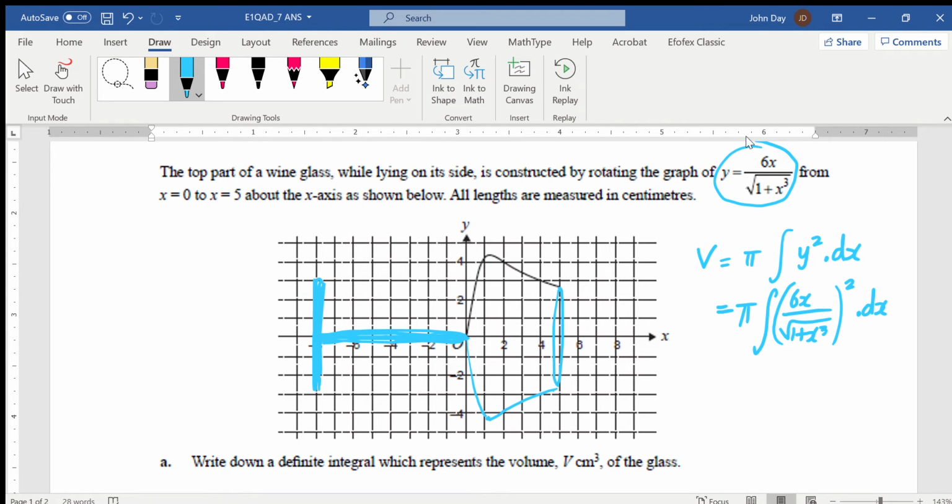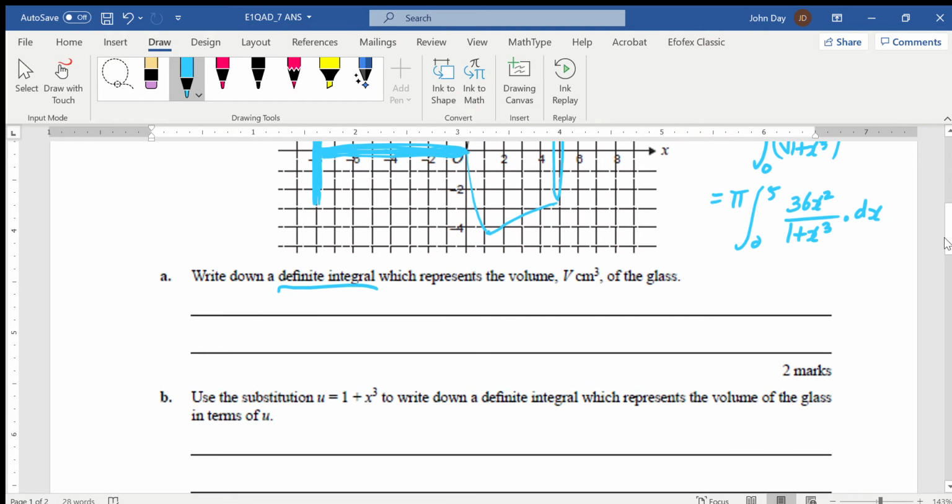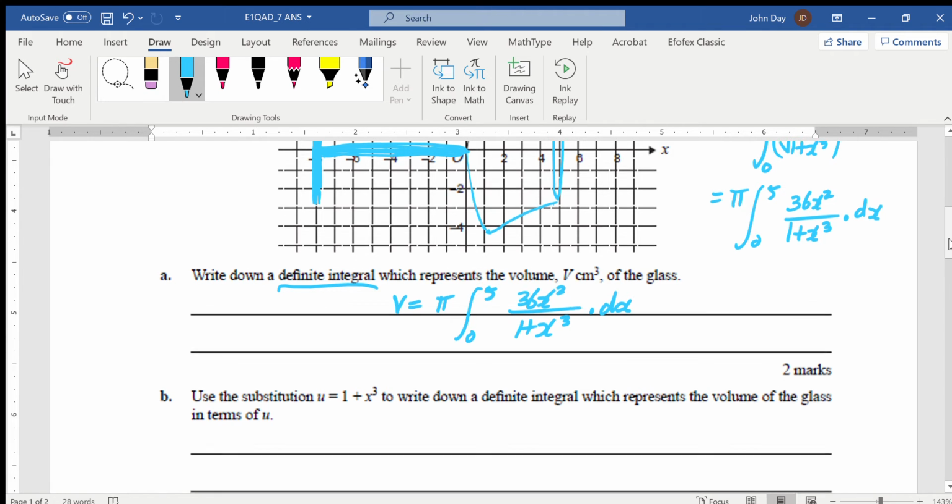And it says write down a definite integral. Well, that's because it's going from 0 out to 5. So that's now definite. So pi times the integral from 0 to 5 of 36x squared on 1 plus x cubed dx. All right, let's just come down now and pop that in where we're meant to have it. Volume is pi times the integral from 0 to 5 of 36x squared on 1 plus x cubed dx. That's the definite integral written down.